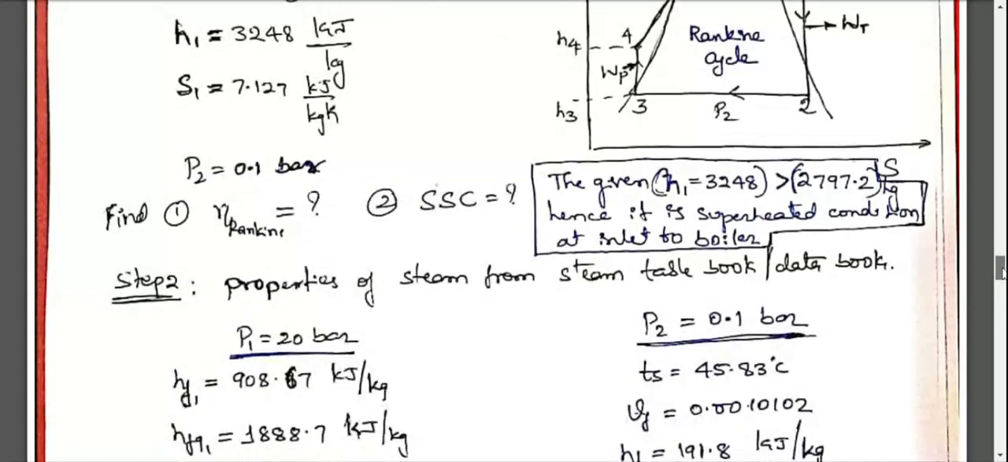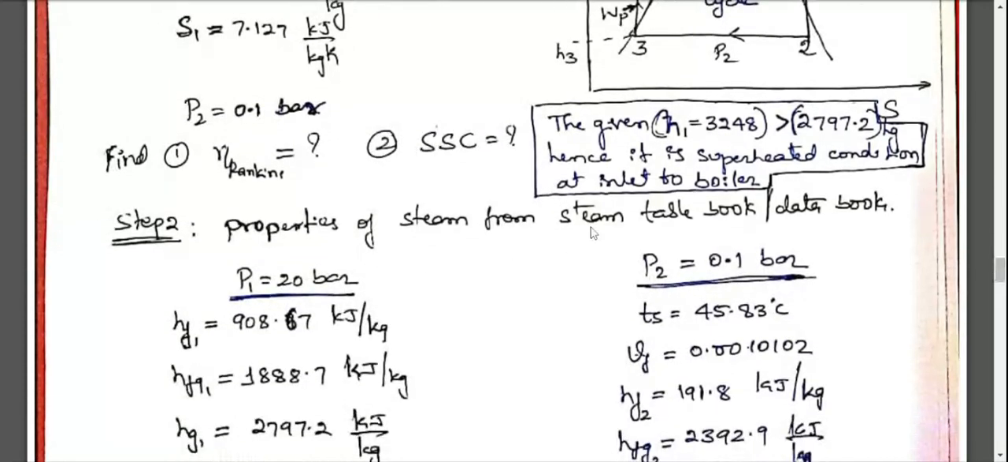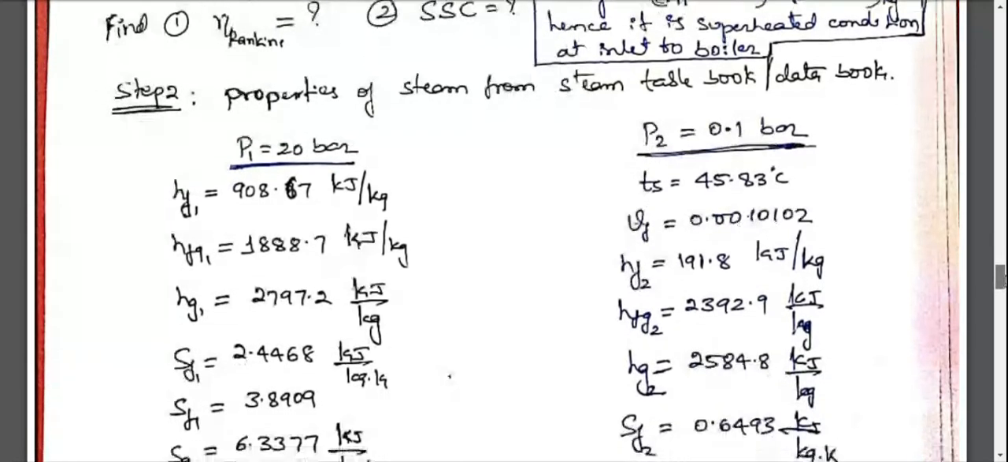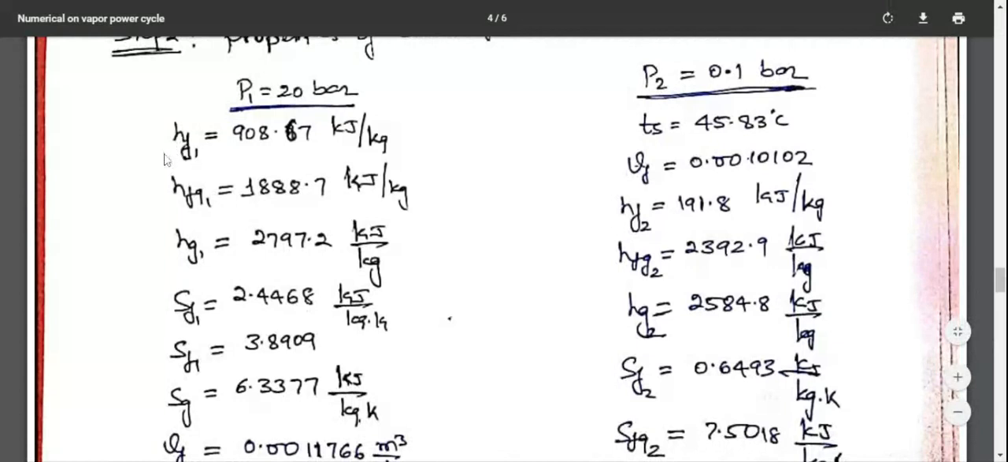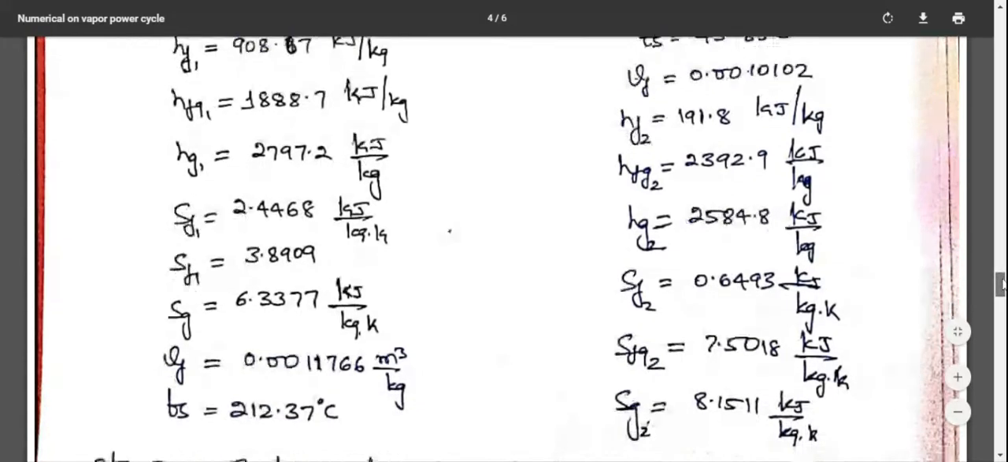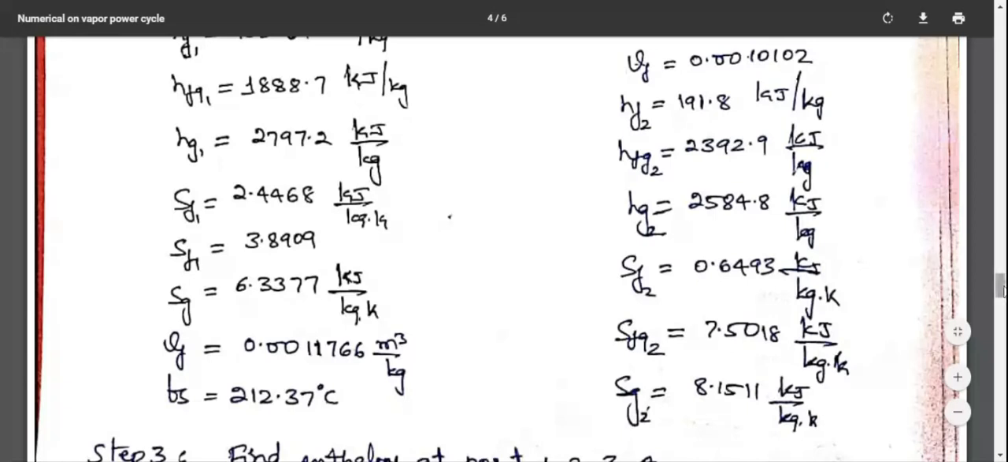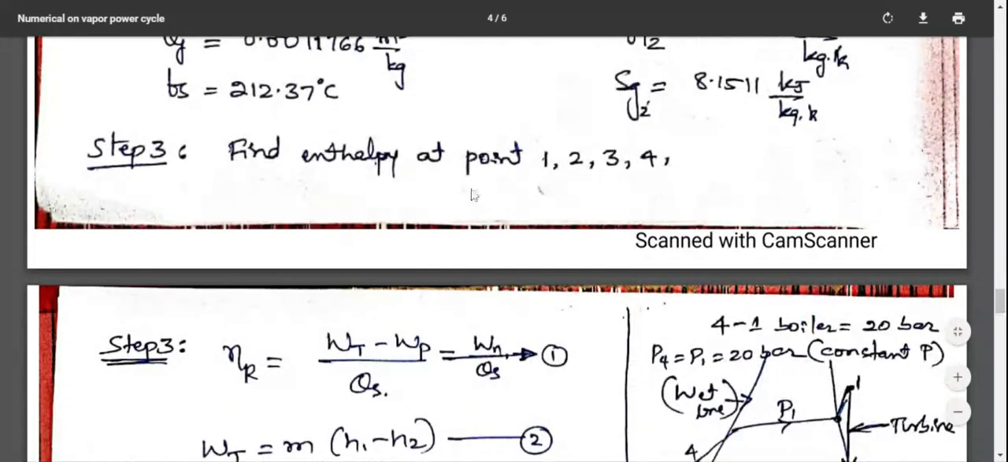So step number 2, properties of steam from steam table book or data handbook. Dear students, note down the two pressure values. So at 20 bar, you note down all the properties, and at the same time at 0.1 bar you write down all the properties of the steam. So whatever the properties you see at 20 bar, you have written here, and at the same time 0.1 bar also we have listed here. Okay, so step number 3, find enthalpy at each point, that is 1, 2, 3, 4.